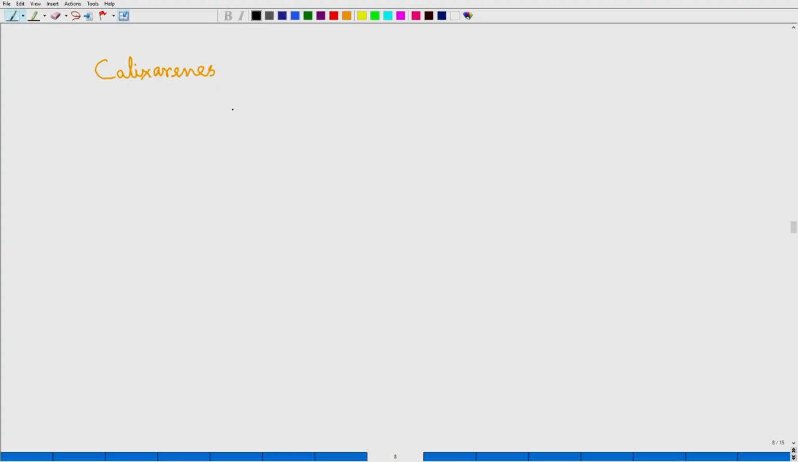Now, when unsubstituted phenols are reacted with formaldehyde, this is unsubstituted phenols. It reacts with formaldehyde at high temperature. Okay. Then it gives a resinous material called bakelite. Bakelite all of us know pretty well. Okay. Commercially it is quite useful. So, it gives you bakelite.